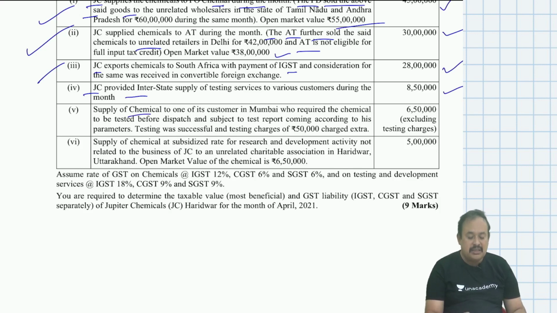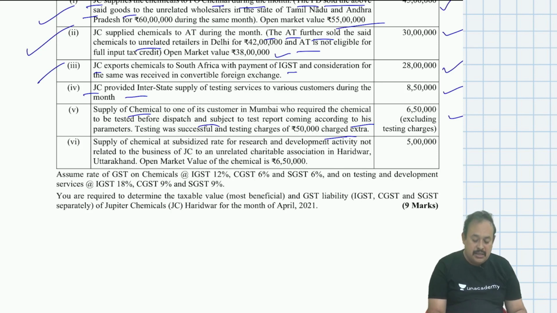Supply of chemicals to one of its customer in Mumbai who required the chemical to be tested before dispatch and subject to test report coming according to his parameters. The testing was successful and testing charges of rupees 50,000 charged extra, total 6,50,000 rupees excluding testing charges.